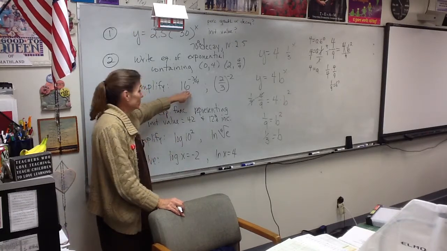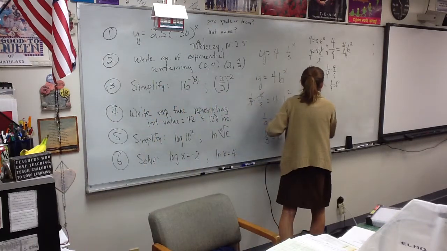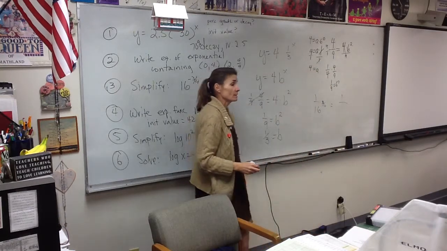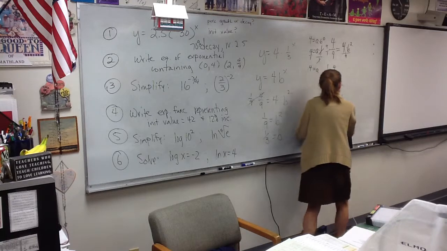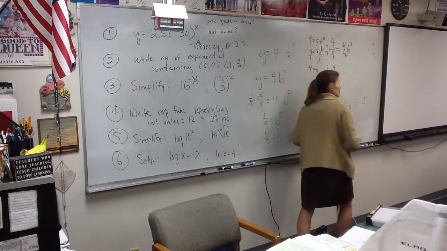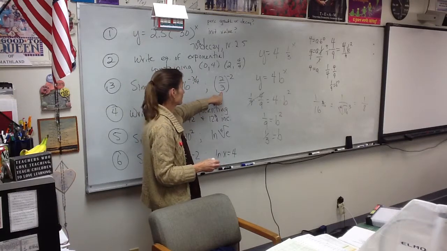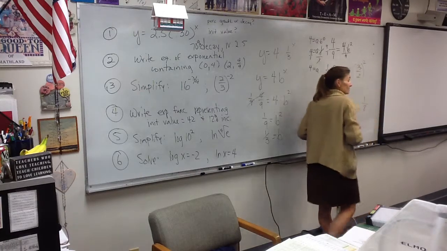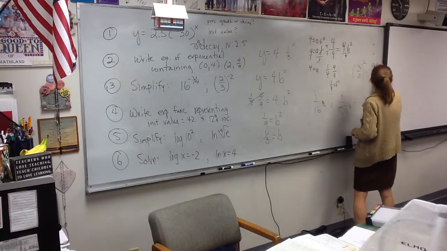What do I do with this guy? So it's going to be 1/16 to the 3/4. What does 16 to the 3/4 mean? The 4th root of 16 cubed. What's the 4th root of 16? 2, and 2 cubed is 8. And this one right here, what do I do with this one? Flip it, so it will be 3/2 to the 2nd. And 3/2 to the 2nd is 1/4.